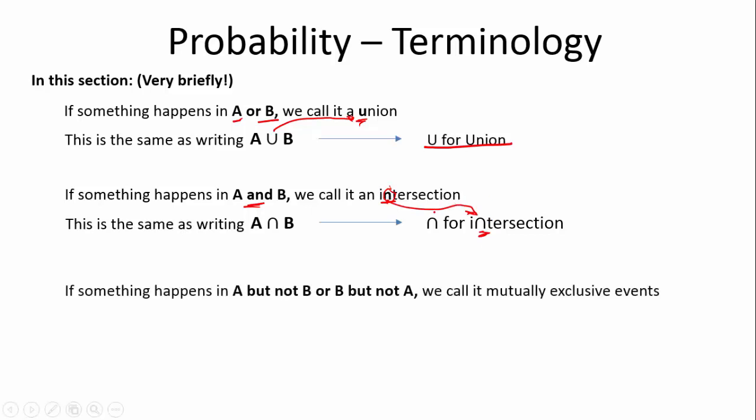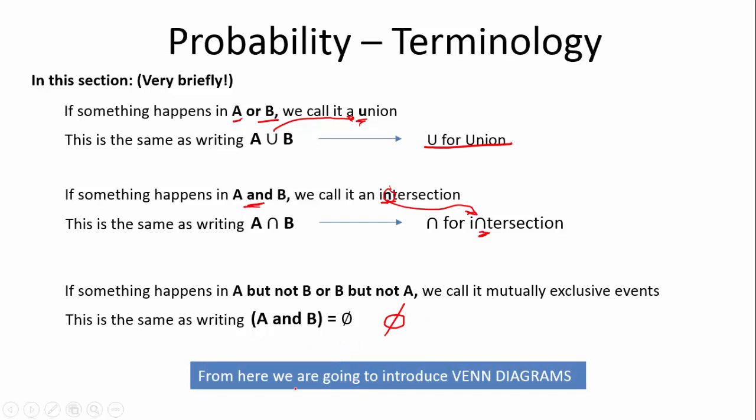If something happens in A but not B, or alternatively B but not A, we call it mutually exclusive events. They're exclusive to each other. They don't have anything to do with the other one. And that is the same as writing A and B equals 0 with a strike through it. So you can practice writing 0 with a strike through it. Neither of those two. Okay, from here we're going to get onto Venn diagrams.